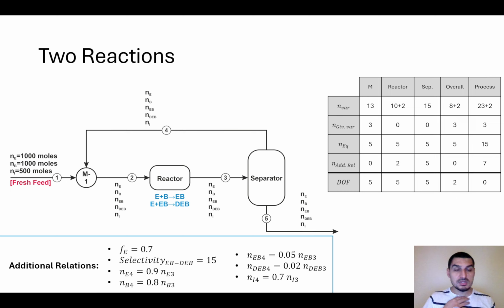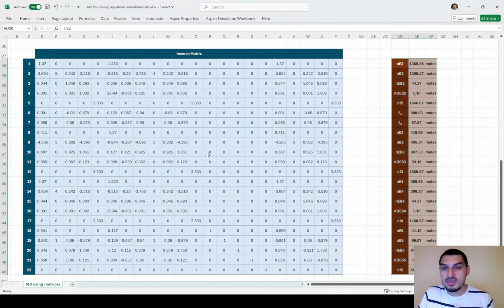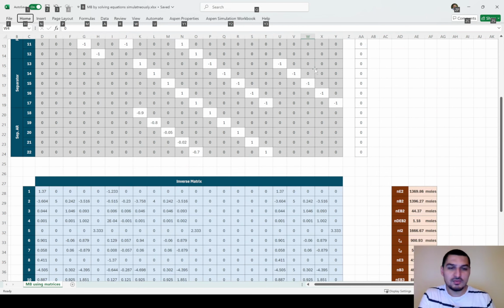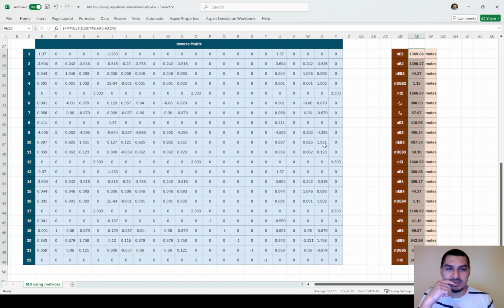So we have 2 options, either to do the solution by solving the equations simultaneously, and in this case we have 22 equations, so we'll solve 22 equations in 22 unknowns using matrices because they're all linear equations. And by the way, I have already done this. I just want to show you the matrix. It's a huge one. So this is 22 by 22. It's similar to the one that we did last time, but it's larger because we have more equations and more unknowns. And it worked. We have here all the components in all the streams.